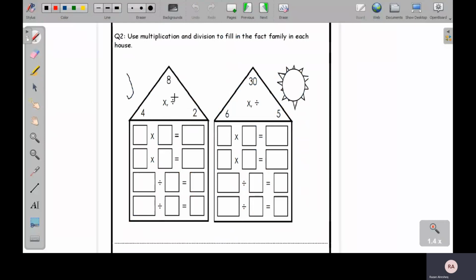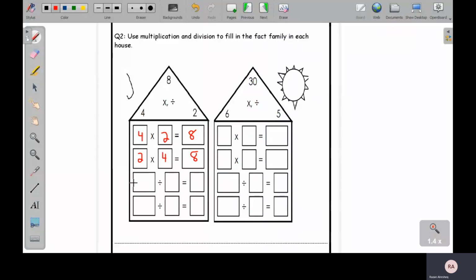Now, in multiplication, a trick is you always use the smaller numbers to get the bigger number. So here, I'm going to place 4, and I'm going to multiply it by 2, and I know that 4 times 2 gives me 8. Now, remember we said multiplication was commutative, which means if I switch my numbers, I put the 2 first and I multiply it by 4, that is also going to give me 8. So now I finished my 2 multiplication sentences using the numbers on the top.